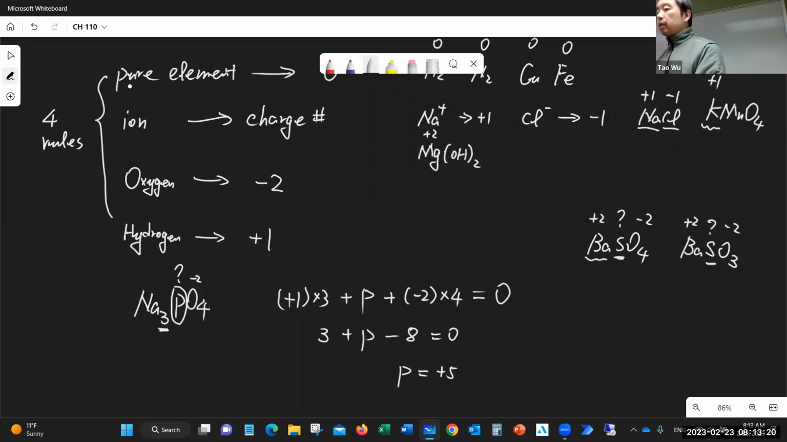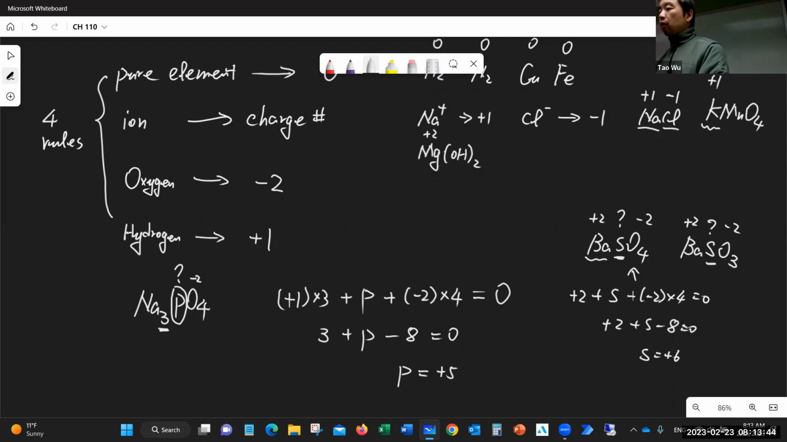So just based on the sum equal to 0, figure out the oxidation number for sulfur. The barium is +2, plus sulfur, plus -2 times 4, that's equal to 0. That's 2 plus sulfur minus 8 equal to 0. So sulfur should be +6 for the sulfate.